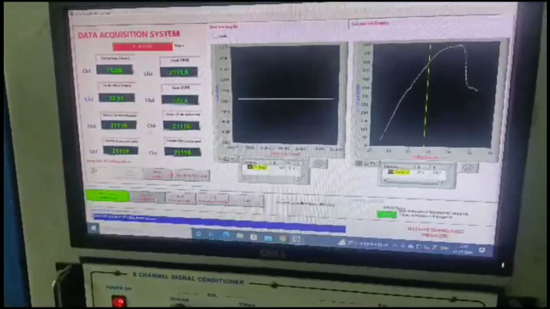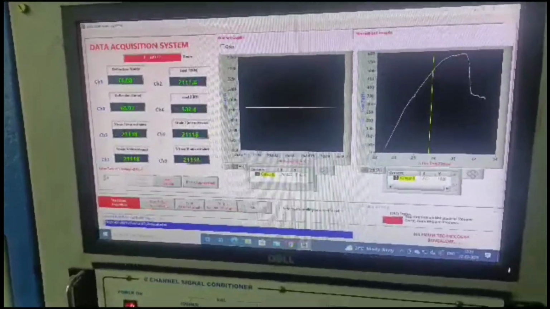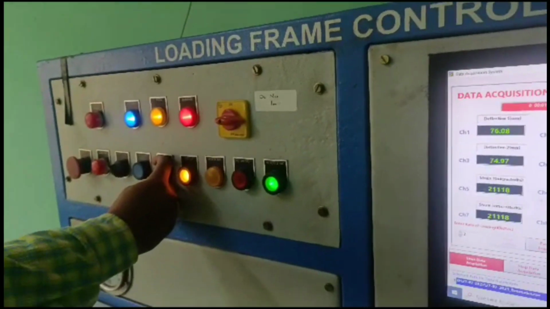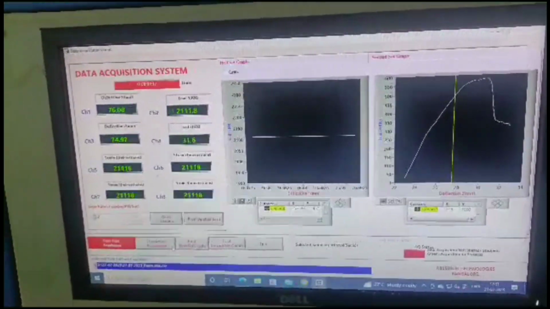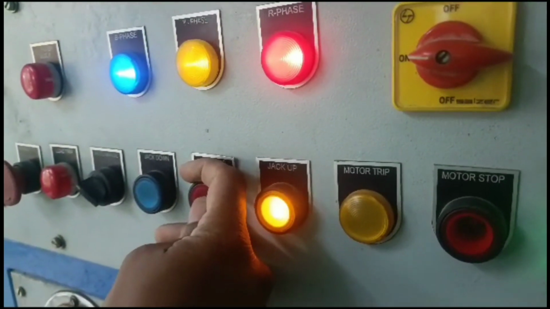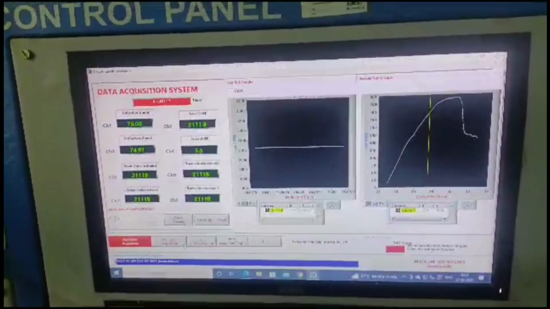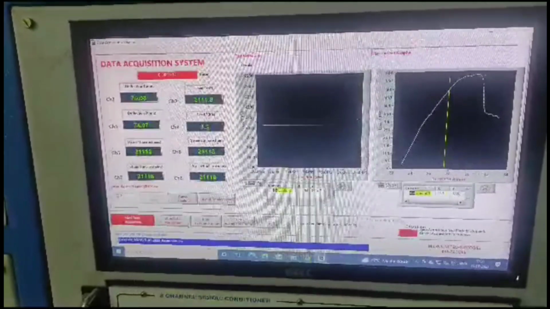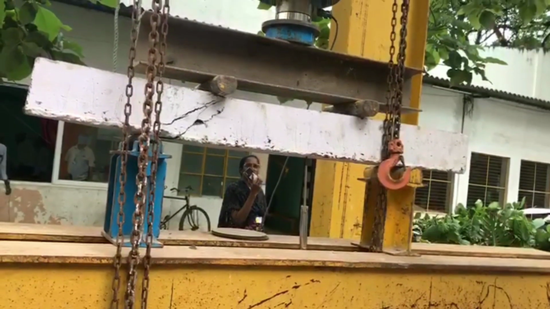So the yield load we have seen, and after that we need to calculate the ultimate maximum load for the complete failure of the beam. You can see here the yield point, and it is slowly decreasing because it has completely failed. In the second graph, at a certain point the peak is reached and after that it decreases. The capacity of the beam is no more to withstand the load which is supported on two supports. So this is how we are going to test the flexural strength of the beam.